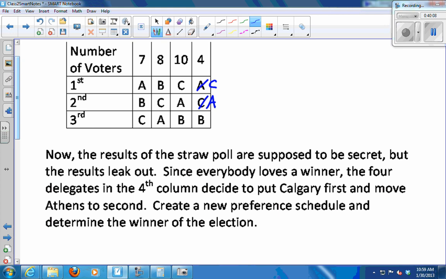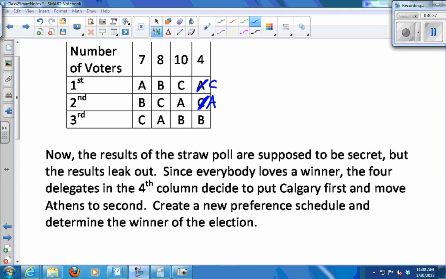So now here's the new preference schedule where we just replaced A with C and C with A in this last column. Determine the winner again using plurality with elimination. Now, the second part of the question. When I said create a new preference schedule, that's just talking about this switch. So we just did that. Okay, now just determine the winner.